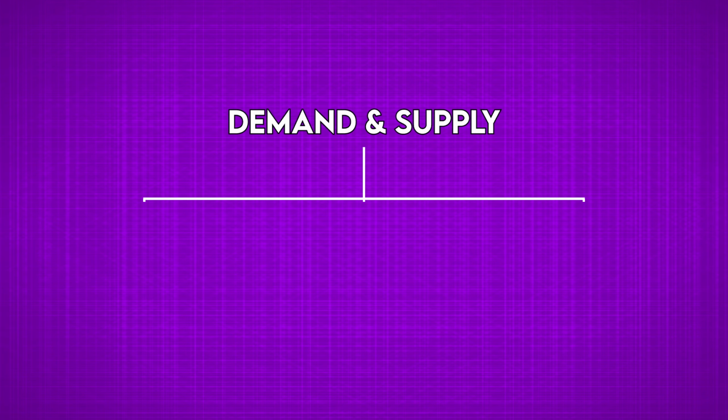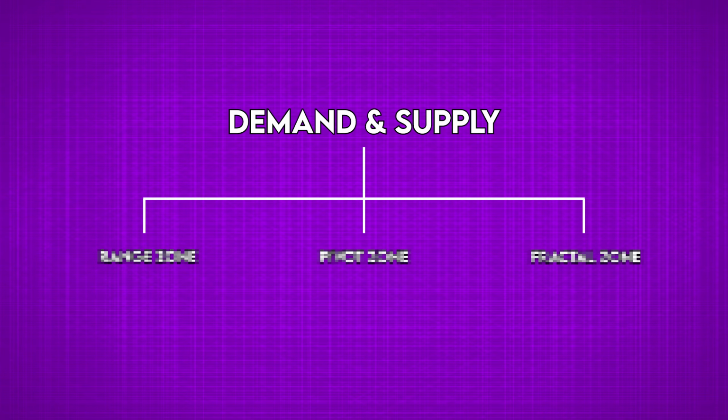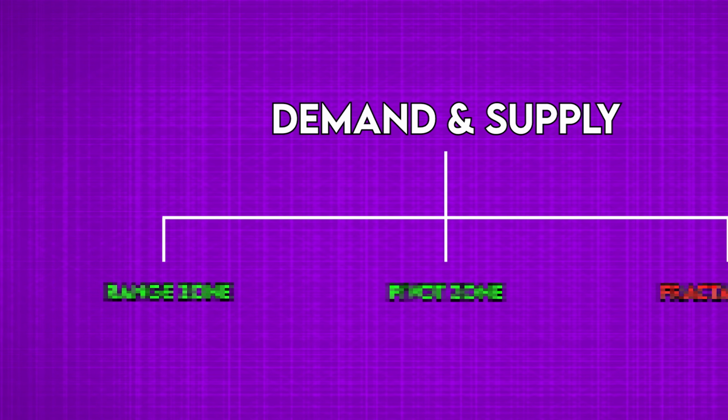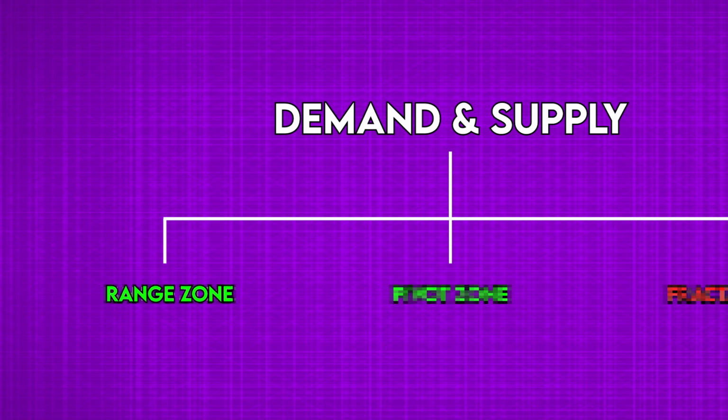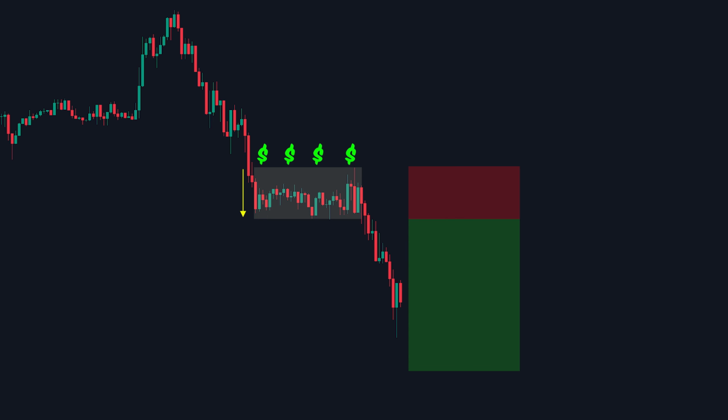Now, there are a few ways these zones are formed, but you only need two of them to master this strategy. Number 1 is the range created zone. First, price moves sideways in a small range, then explodes out. Draw your zone from the top to the bottom of that range. That's where the big orders were stacked.